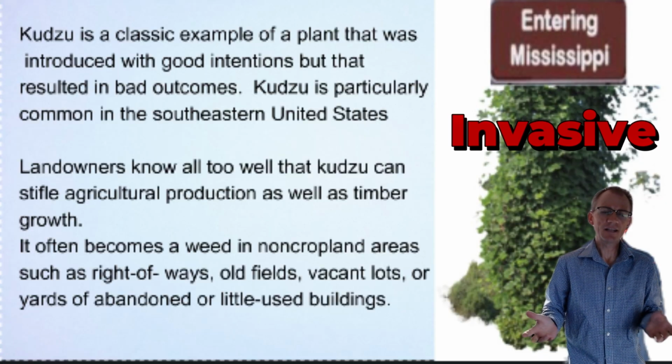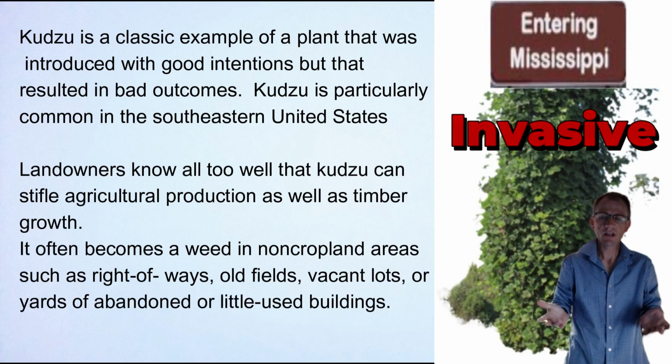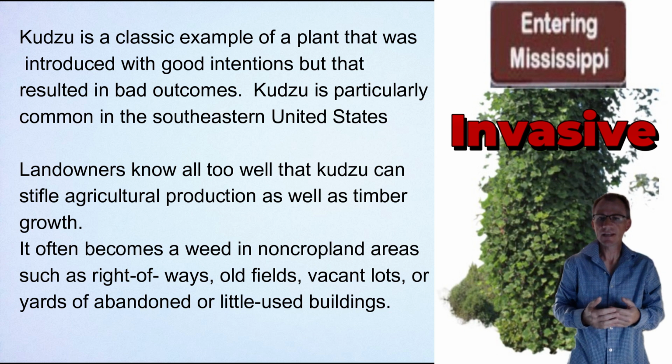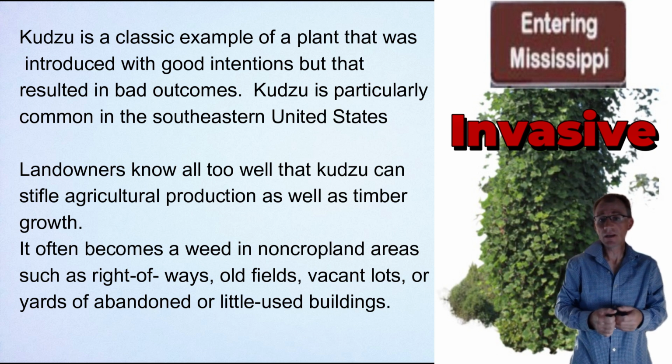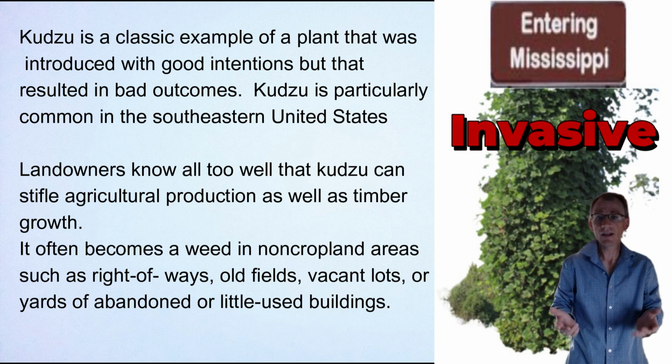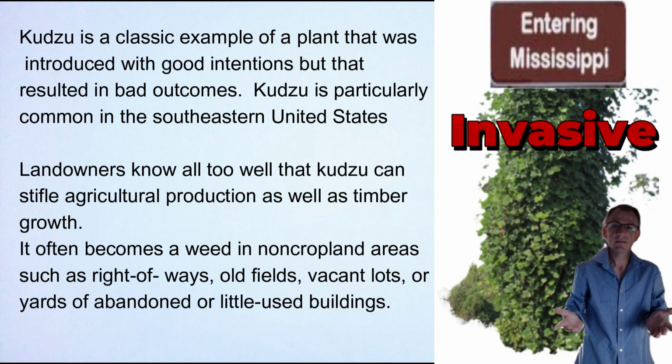Kudzu is a classic example of good intentions that resulted in bad outcomes. Kudzu is particularly common in the southeastern United States. Landowners know all too well that kudzu can stifle agricultural production as well as timber growth. It often becomes a weed in non-cropland areas such as rights-of-way, old fields, vacant lots, or yards of abandoned or little-used buildings. Now this is an invasive species I can attest to firsthand.